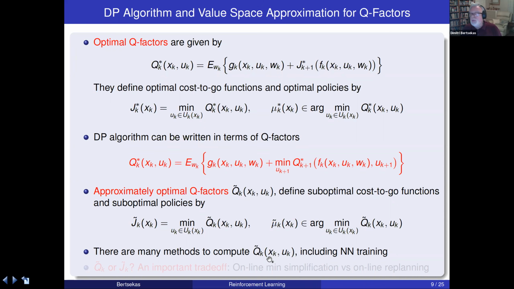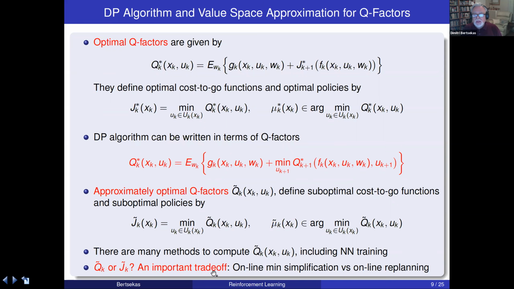And there are many different ways of computing Q factors, including neural network training by using the definition. We'll see some of those in the future. And there are several different methods. So we have Q tildes as a possibility to approximate and J tildes as another possibility. Which one of the two should we use?